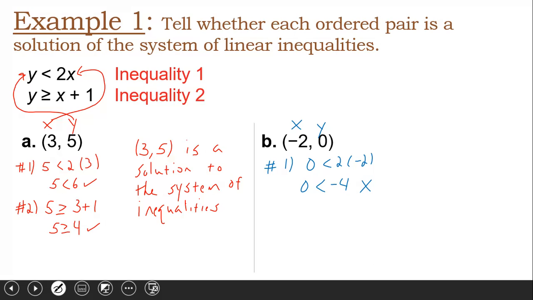So it didn't work in my first inequality. I don't even have to check my second one. It has to work in both. So the second that I see that it doesn't work in my first one, I don't need to go any further. I know that negative 2 comma 0 is not a solution to this system of inequalities.